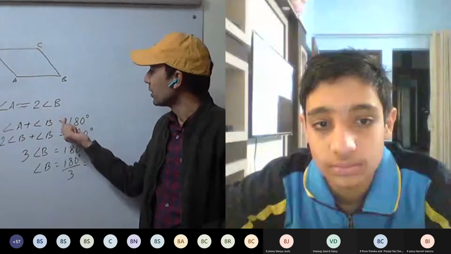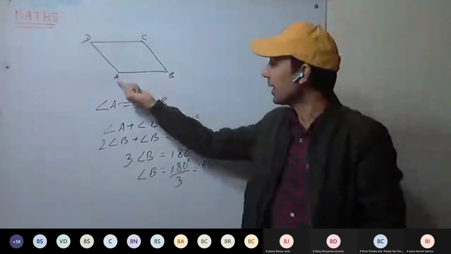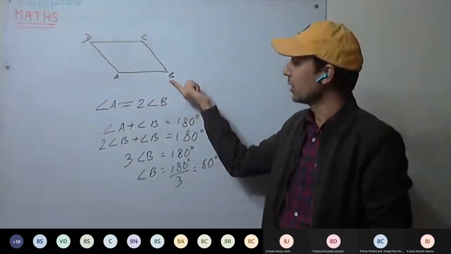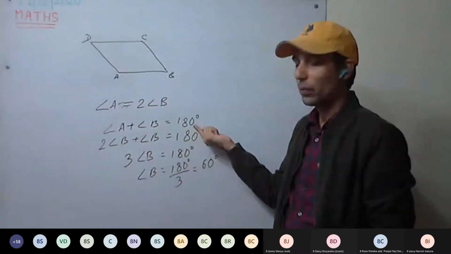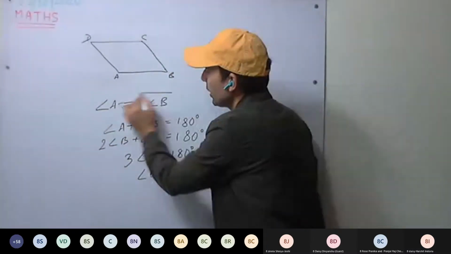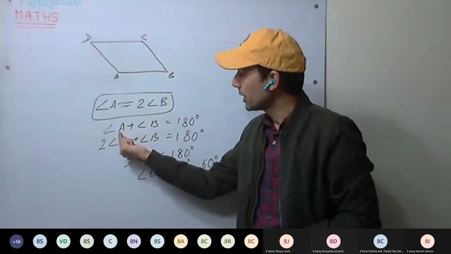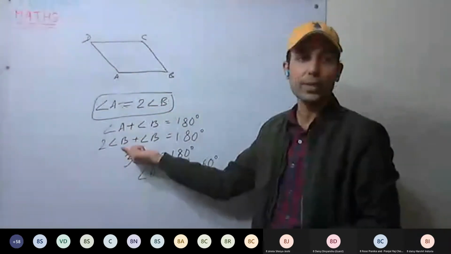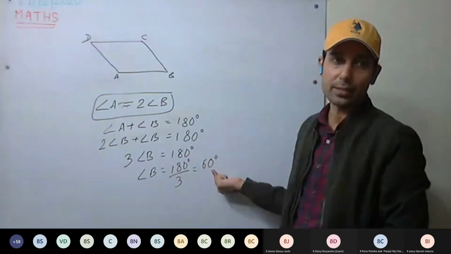So we can write, and one property that is adjacent angles are supplementary. Angle A and angle B, they are supplementary. So using that property, you can write angle A plus angle B equal to 180 degrees. Now, as given in the question, we can put the value of angle A in terms of angle B. So instead of angle A, we'll put 2 into angle B plus angle B. Now we can solve for angle B.